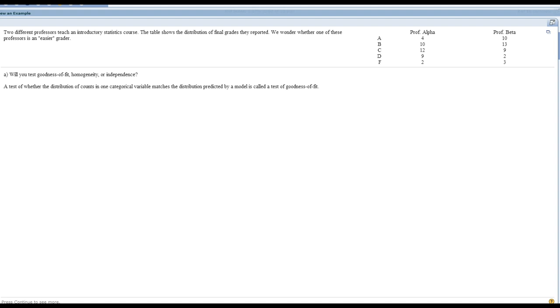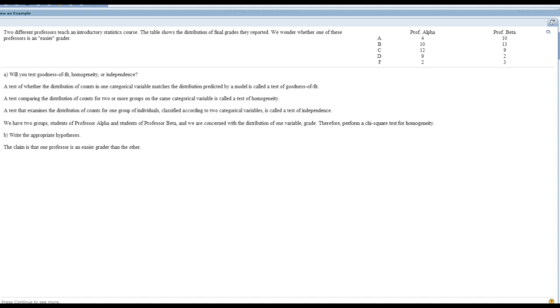Alright, so the appropriate hypothesis is what we're being asked to choose, and you want to focus on the two groups being the same as the null. What about the groups? Are we looking at the grades? So the distribution of grades is the same for the two professors versus the alternative.